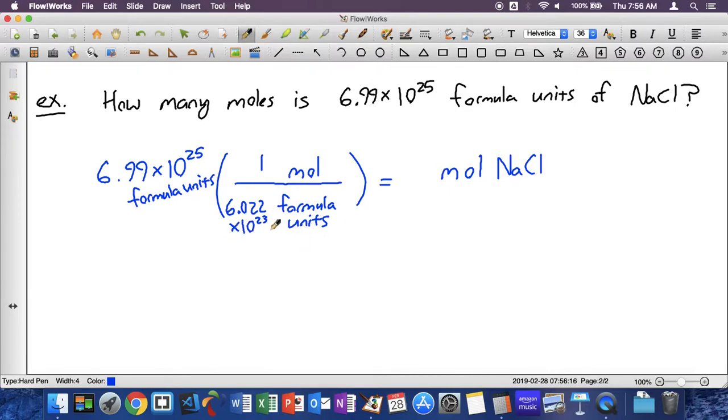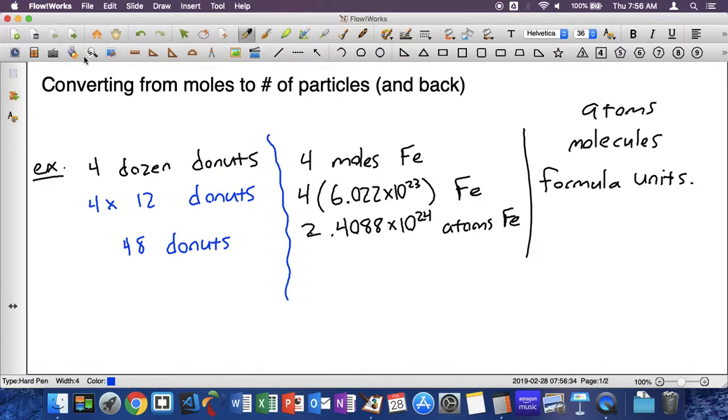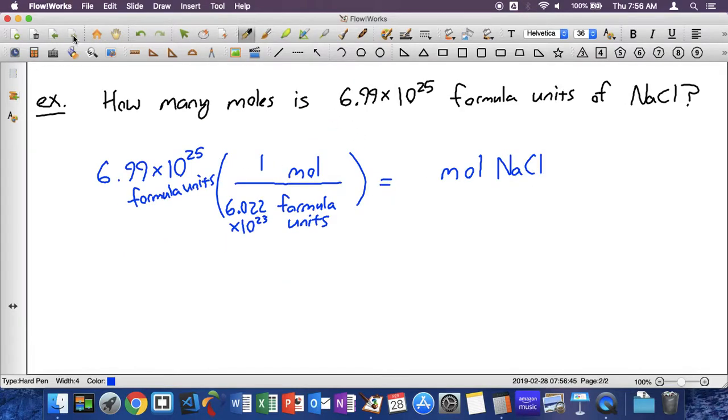And now you can see that since Avogadro's number ended up in the bottom of this conversion factor, that means I have to divide. So I'm going to take 6.99 times 10 to the 25th and divide by Avogadro's number, and that's going to give me my answer. This makes sense just logically, right? Like in the last problem, I told you you have 4 moles, so how many atoms that is should be 4 times a mole. Well, this time I didn't tell you how many moles. I'm asking you how many moles, so it just makes sense that you would do the opposite. You would divide by Avogadro's number instead.